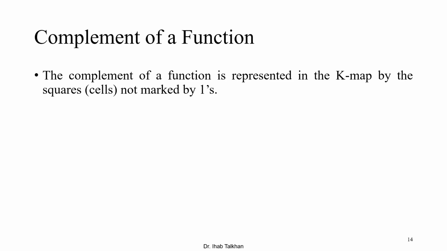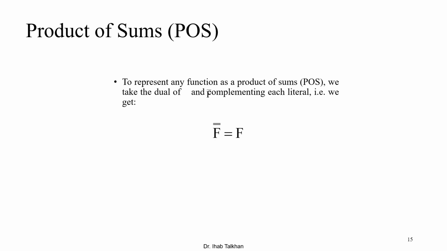If you're talking from the point of view of product of sum, taking the zeros, you will get F, and if you're talking about F bar, you will take the ones. So the complement function can be obtained also from the truth table. If you are getting sum of product, the group of ones will give you F, and groups of zeros will give you F bar. If you are talking about product of sum, the group of zeros will give you F, and group of ones will give you F bar.